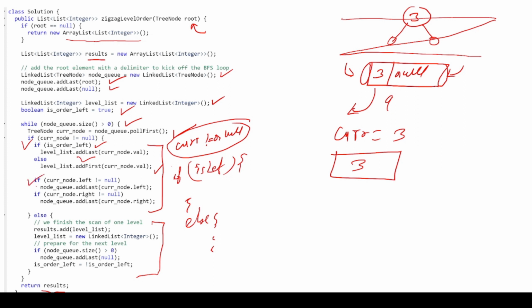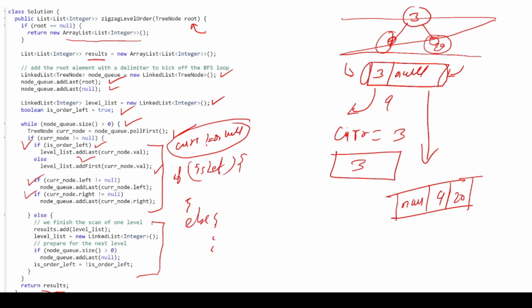Now we will check the current node having left, this is nothing but our 9, and right, this is our 20. These are not null, so we have to add them onto this queue. So this queue will look like this: we have null, because the previous element we have already removed, then we have 9, and then 20. This is our queue.